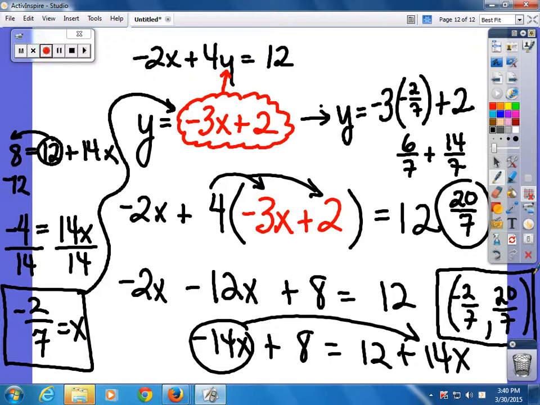Yes, I used the elimination to get the first one. I got negative 2/7. And even if you use the elimination, when you plug in, you still got to back substitute. I have a question: where did the 14/7 come from? No idea. I just pulled it out of the air.